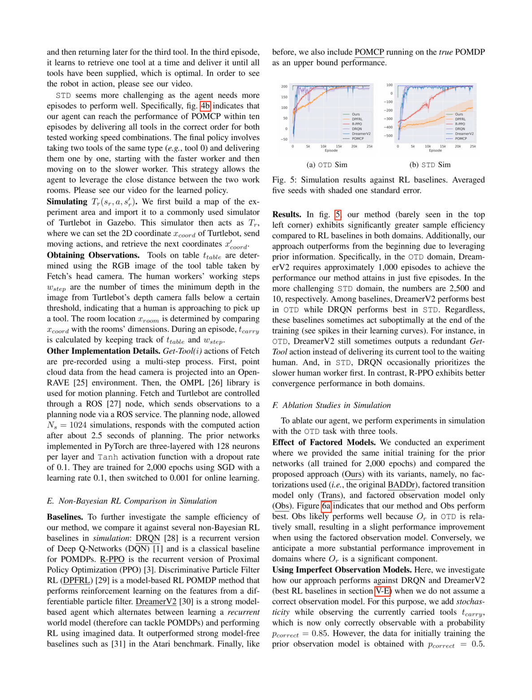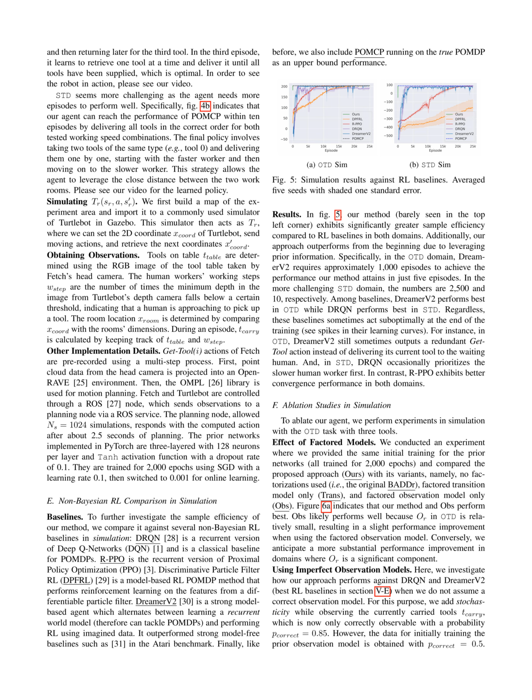To further investigate the sample efficiency of our method, we compare it against several non-Bayesian RL baselines in simulation. DRQN is a recurrent version of Deep Q-networks and is a classical baseline for POMDPs. RPPO is the recurrent version of proximal policy optimization. Discriminative Particle Filter RL, DPFRL, is a model-based RL POMDP method that performs reinforcement learning on the features from a differentiable particle filter. Dreamer v2 is a strong model-based agent which alternates between learning a recurrent world model, therefore can tackle POMDPs, and performing RL using imagined data.